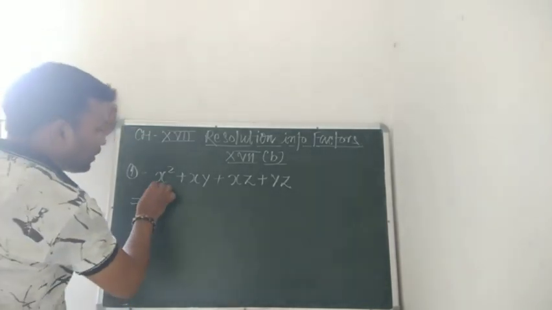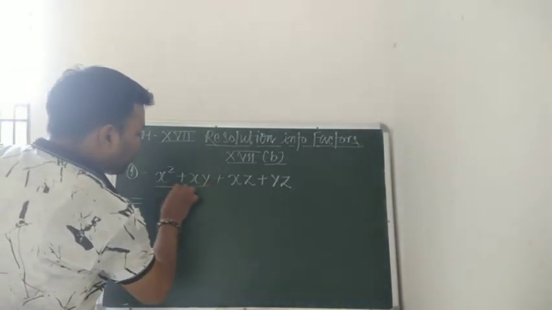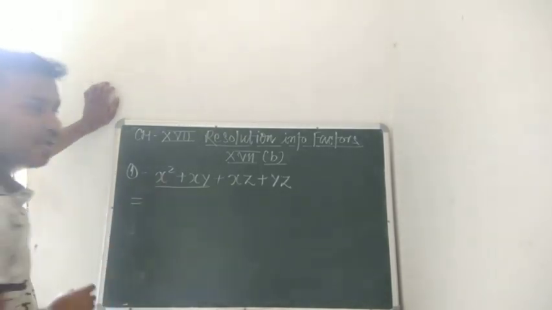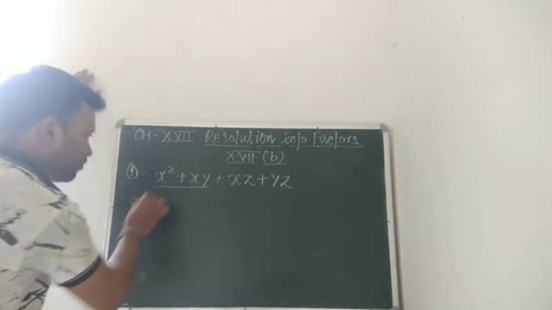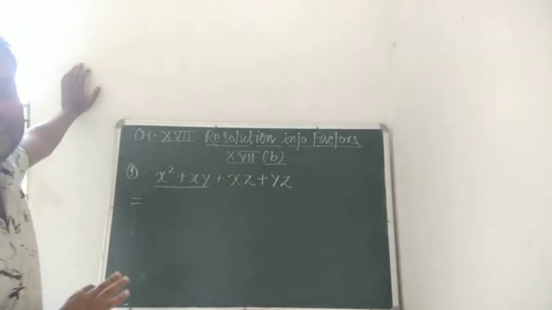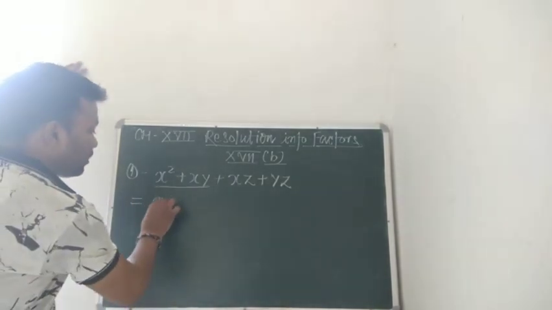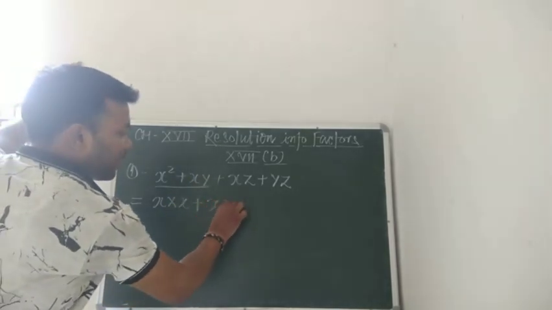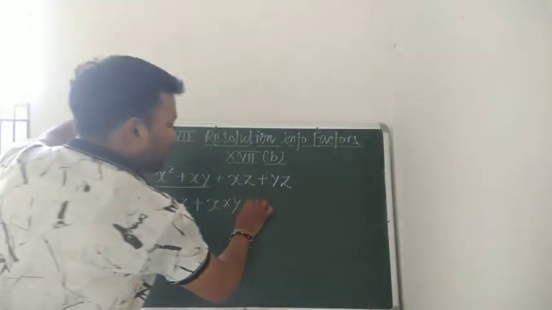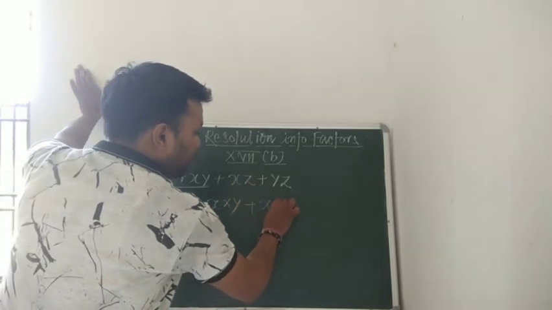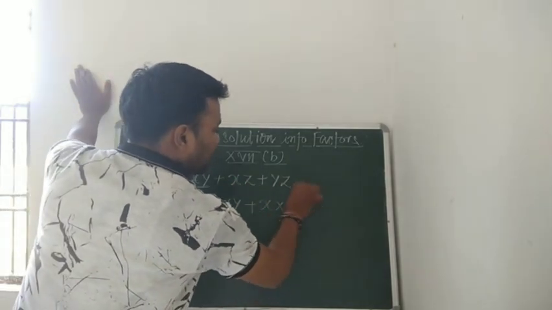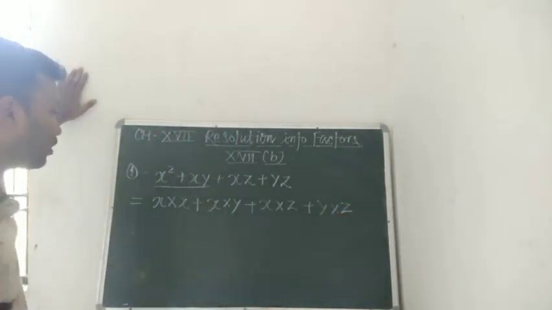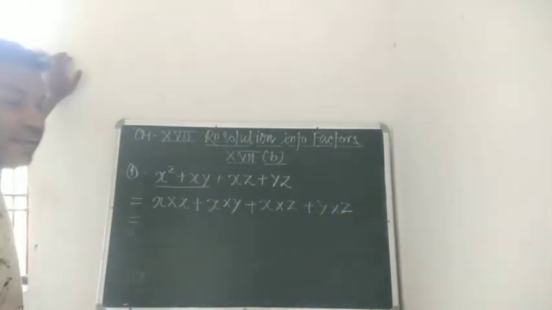You can see clearly here that in the starting two terms of this expression, we have x as a common. You can also write it in expanded form like this. This x square can be written as x into x, this xy can be written as x into y, this xz can be written as x into z, and this yz can be written as y into z simply.